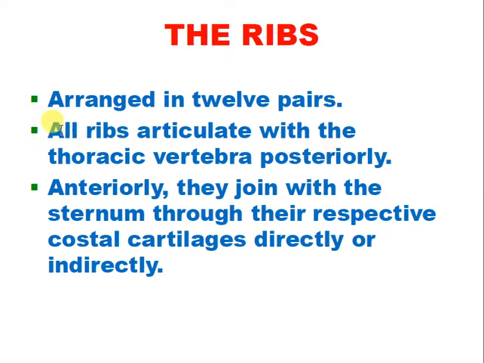Ribs, they are arranged in 12 pairs. So 12 ribs are present on the left and 12 on the right. All ribs articulate with the thoracic vertebra posteriorly. But anteriorly, they join with the sternum through the respective costal cartilage directly or indirectly. Now remember, for this point, we have two floating ribs which do not join anteriorly, as I shall discuss later. Rib number 11 and 12, they are floating. They do not attach anteriorly to any structure, either directly or indirectly.